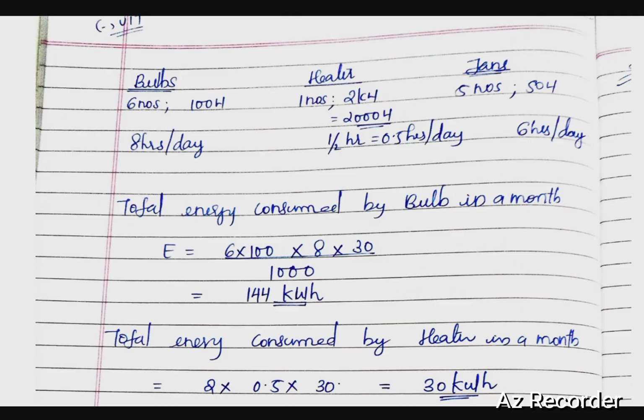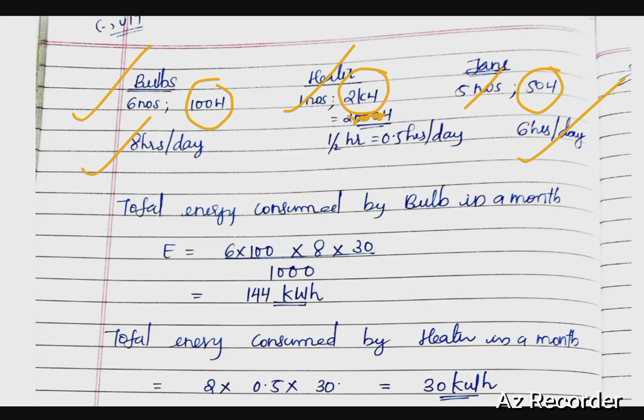Here the bulbs are 6 in number, each having a power of 100 watt and used 8 hours per day. The electric heater is 1 in number and its power is 2 kilowatt. You don't have to convert it into watts. Time is half an hour, which is 0.5 hours per day. Fans are 5 in number, each of power 50 watts, used 6 hours per day. Okay, so we can calculate the total amount of energy consumed by the bulbs in a month.